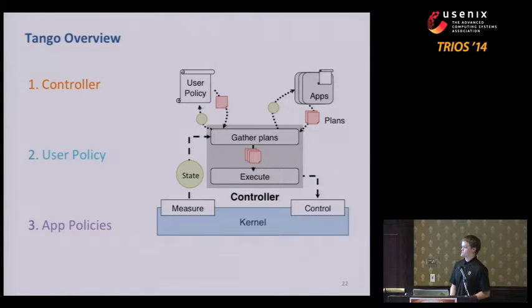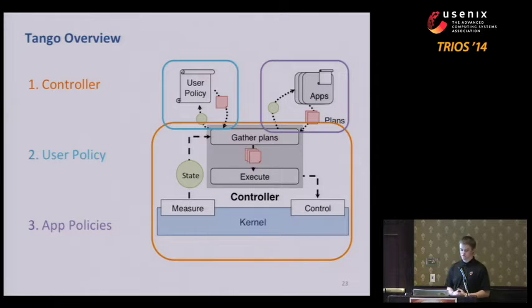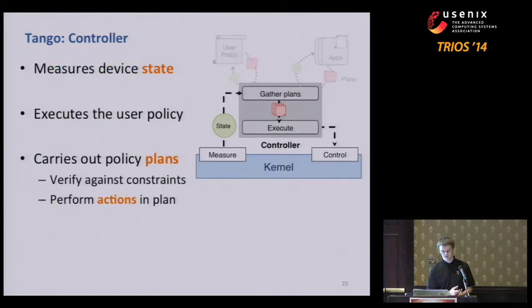There are three components that we're going to look at next in Tango. They are the controller, the user policy, and the application policies, and they roughly correspond to these areas. So first, starting with the controller, this controller runs as a system service, and it's in charge of gathering the device state, executing the user policy, and then manipulating the device state when it gets back actions from the policies. It does this through kernel APIs and system tools.